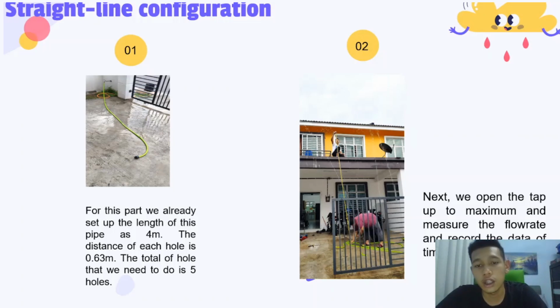I will read the experiment procedure. Firstly, for this part, we already set up the length of this pipe as 4 meter. The distance of each hole is 0.63 meter. The total of holes that we need to make is 5 holes. Then secondly, next we open the tap up to maximum and measure the flow rate and record the data of the time taken. So for this experiment, we got a height of water of 4.25 meter and a volume of 185 milliliter for 2.25 seconds.